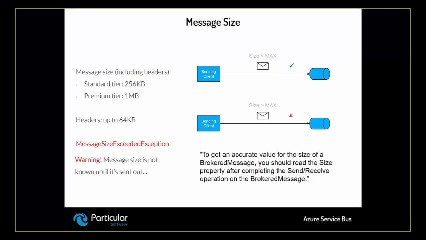The message has to be serialized in order to determine the final size. So there's a little bit of overhead. Unfortunately, the size of the message is not known until it's actually sent out. The best effort that can be done is some sort of estimate, to add a certain percentage on the size that can be derived from the brokered message property.